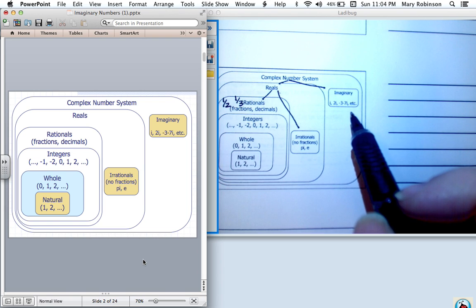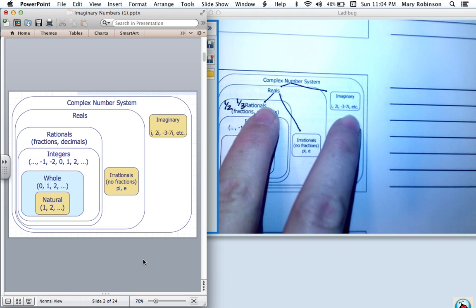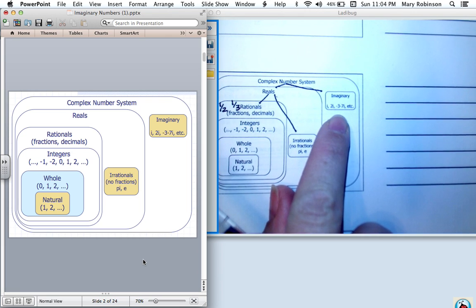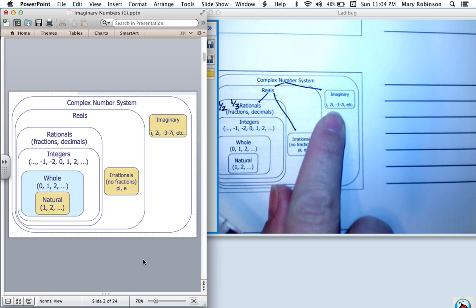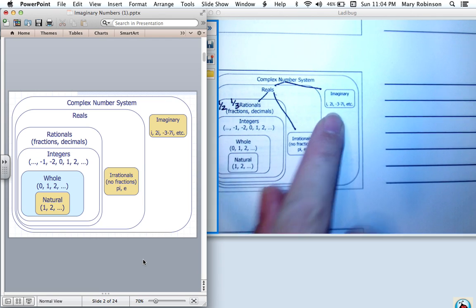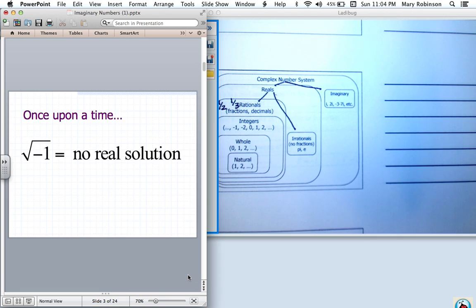Imaginary numbers, as you can see, are another set of numbers that make up the complex number system, but they have this number i. So we have to get used to seeing this and recognizing it not as a variable, but in fact a number. So next we're going to go ahead and define what i represents.